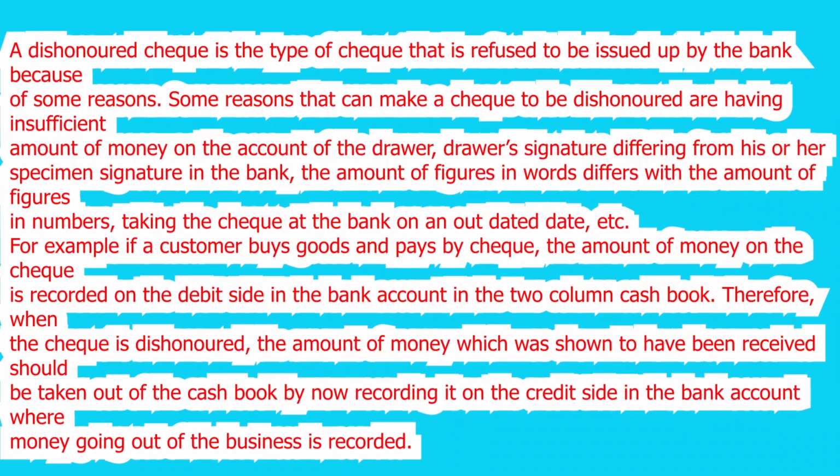For example, if a customer buys goods and pays by check, the amount of money on the check is recorded on the debit side in the bank account in the 2-column cash book. Therefore, when the check is dishonored, the amount of money which was shown to have been received should be taken out of the cash book by now recording it on the credit side in the bank account, where money going out of the business is recorded.